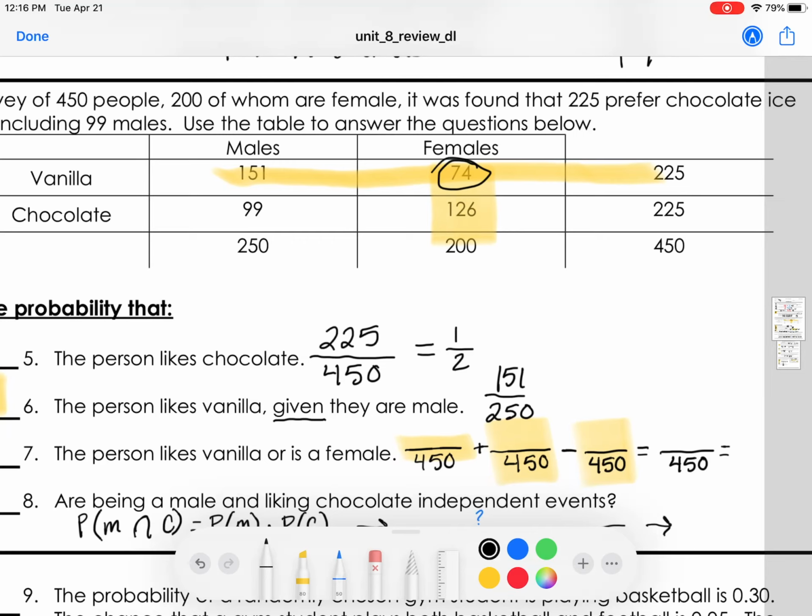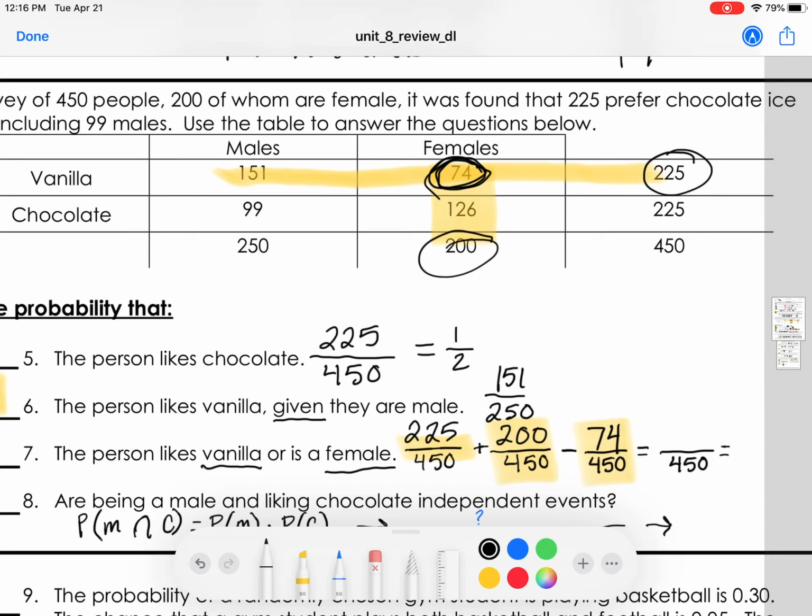Okay, so you can do this two ways. I like to follow the formula because sometimes I don't have a frequency table that shows me visually how to solve this easily or quickly. And so the probability that someone likes vanilla would be this total 225 out of 450 plus the probability that someone is female would be 200 out of 450. But I have to subtract where they are vanilla and female at the same time because I've counted this number 74 twice and I need to subtract it, the overlap.